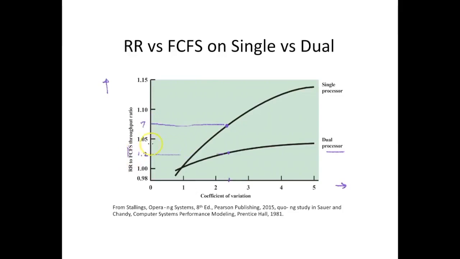So what is a good lesson? When you have more CPUs, such as a quad core, 8-core, or octa-core, just name it, as the number of processors increases, the advantage of a scheduling algorithm such as round robin over first come, first serve is even less. So the lesson from this figure is that when you have a large number of CPUs, the scheduling algorithm doesn't matter that much. That is what this figure is representing. And surprisingly, this figure was prepared in 1981. Isn't this amazing?